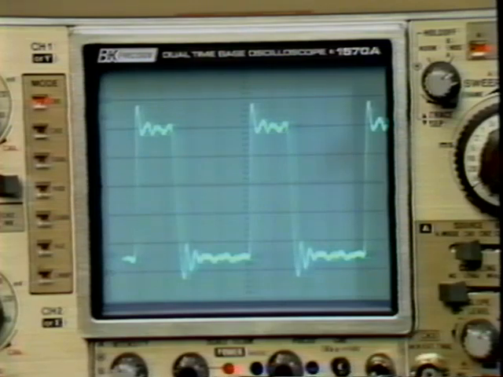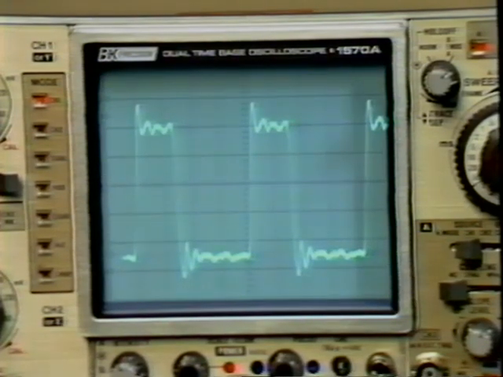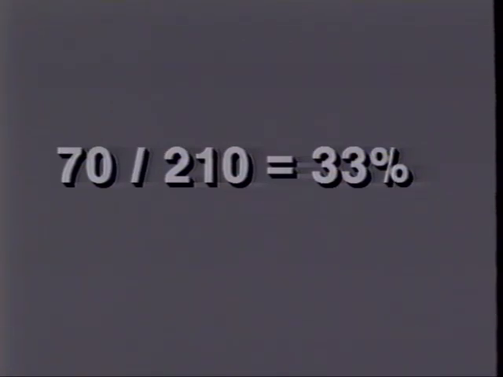Notice that this signal appears to be low for a longer period than it is high, or that the ratio of high and low times is not 50-50. This characteristic is expressed as a duty cycle. To obtain the duty cycle of a signal, divide its high time by its period. In this case, the signal is high for 70 nanoseconds each cycle, and its period is 210 nanoseconds. Dividing 70 by 210, we arrive at a duty cycle of 33% for this signal.